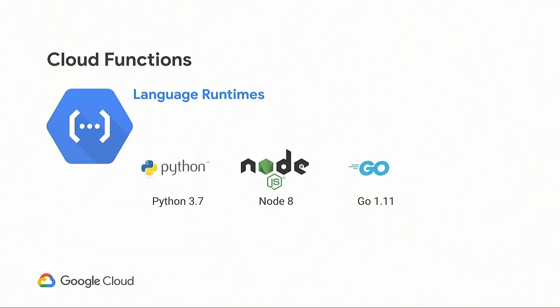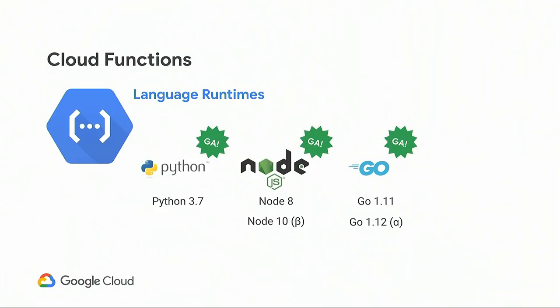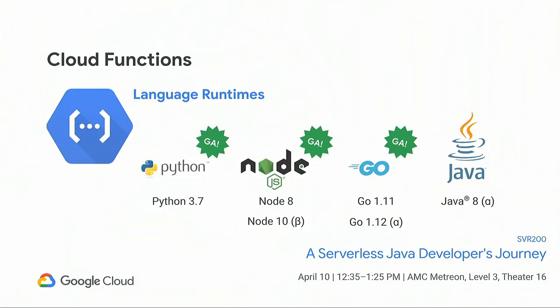Along the same vein, we have new runtimes, GA: Python 3.7, Node 8, Go 1.11, and newly announced this week on Cloud Functions are Node 10 in beta and Go 1.12 in alpha. And finally, Java is coming to Cloud Functions, Java 8 in alpha this week. There's another session you can go and look at to learn more about Java on Cloud Platform, a serverless Java developer's journey, tomorrow. That'll tell you more about how we do Java in GCP on serverless.